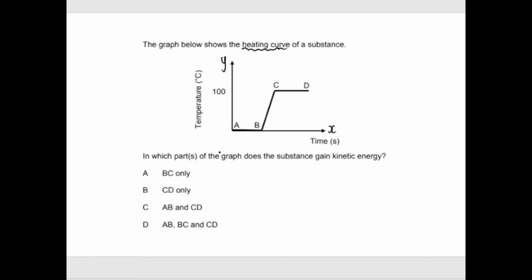So it says in which part or parts of the graph does the substance gain kinetic energy? Now remember, gaining kinetic energy is directly related to an increase in temperature. When the particles' average kinetic energy increases, that is a measure of temperature of a substance. So when a substance gains kinetic energy, it's increasing in temperature, and we can see the only part of the graph where we see an increase in temperature is from B to C. So your answer is A.